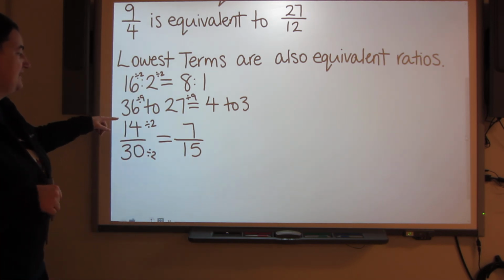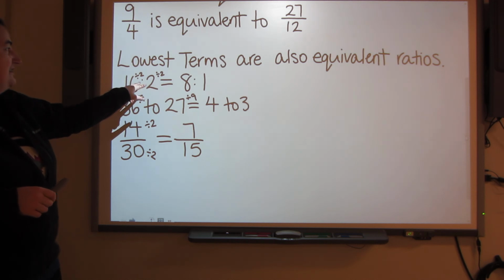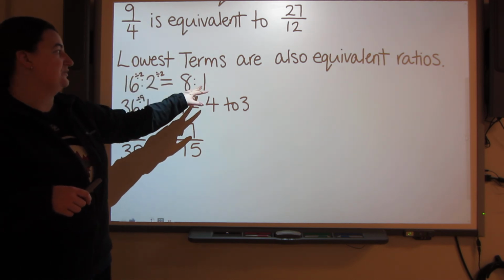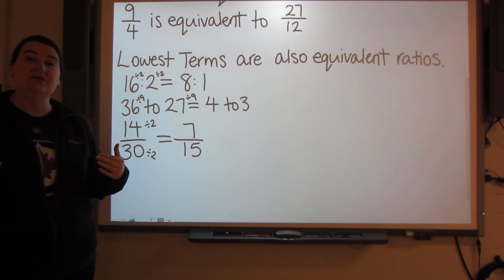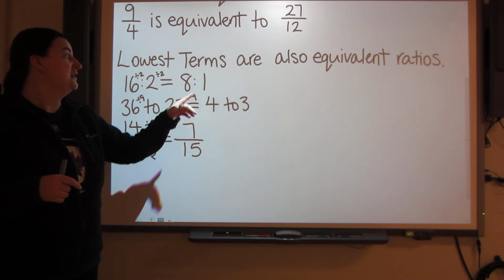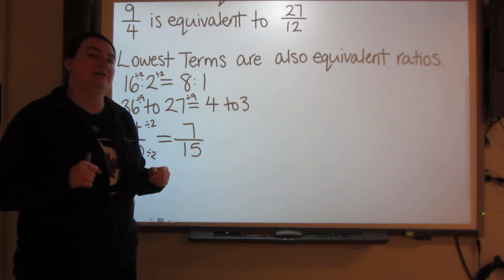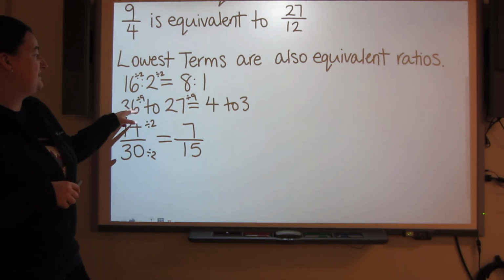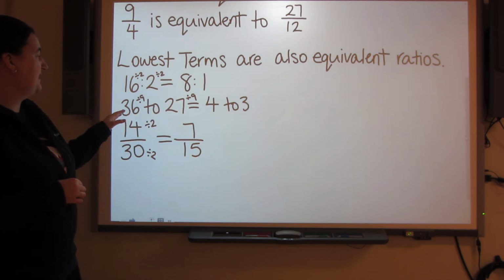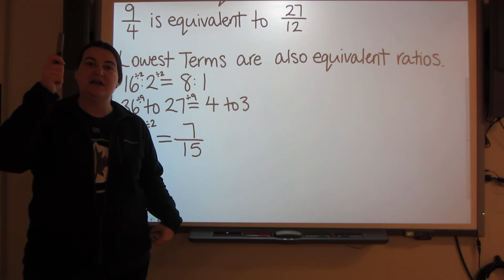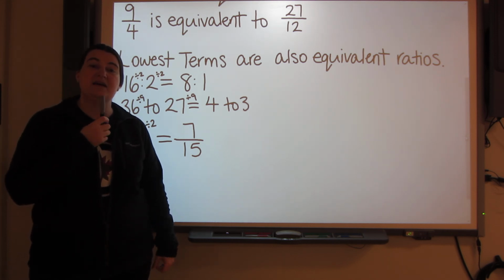So in this case here, I had 16 to 2. I divided by 2 to get 8 to 1. And I know that it's lowest terms because 1 is a prime number. I cannot make it any smaller. 36 to 27, I was able to use my multiplication chart. You look down the numbers until you find the biggest number that they have in common.